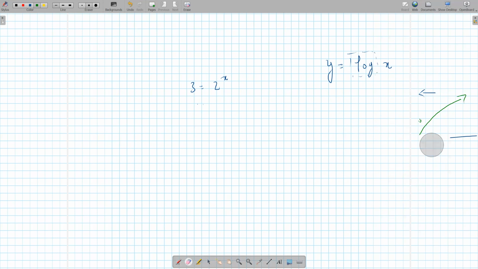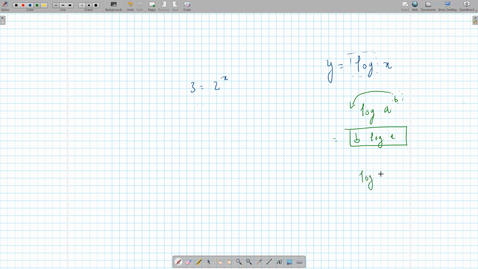But what's so important about log functions? Check this out. If you have log of a to the power of b, you see that's an exponent. It has a very powerful property. The exponent drops down. For example, if you have log of 2 to the power of 3, that's the same thing as 3 times log 2. Okay?